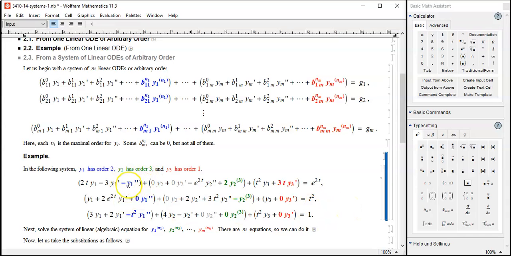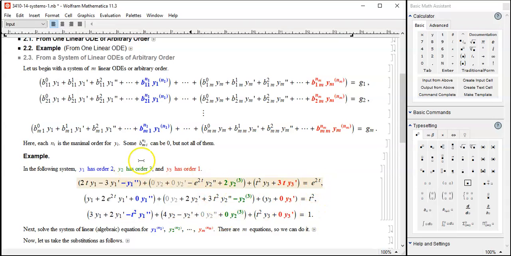I just created this as a concrete example. y1 has order 2. In the first equation, it goes up to the second derivative. But in the second equation, it goes only up to the first derivative. And it goes to the second derivative again. The maximum is the second derivative, so the order is 2.